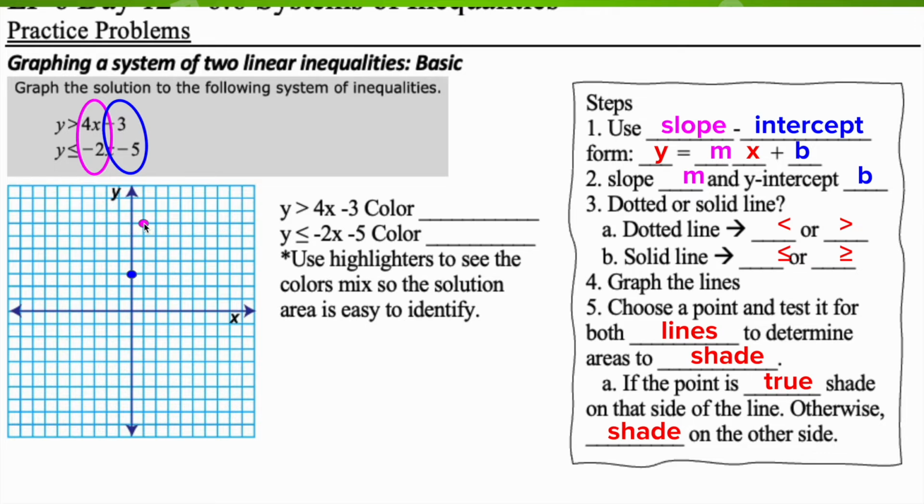I can do this multiple times if I want to, especially on paper. You want to be nice and neat about this. On Alex, you're not going to have to worry too much about that. Now, if you notice, it is a dotted line because it's just greater than.